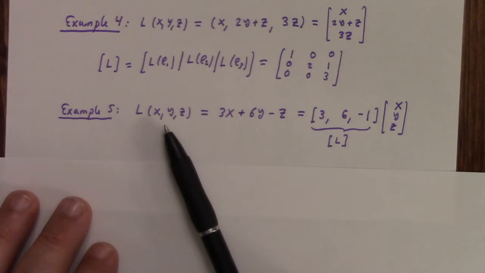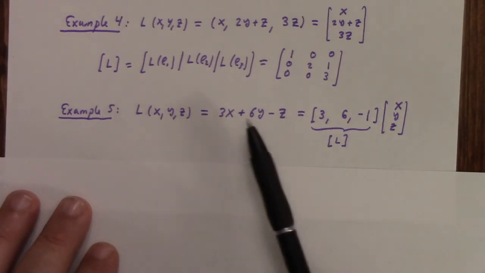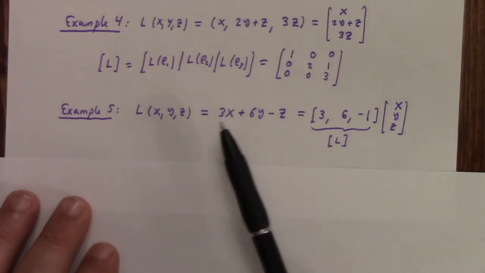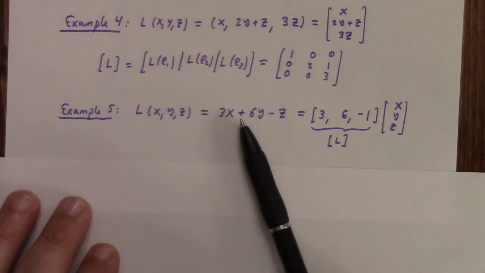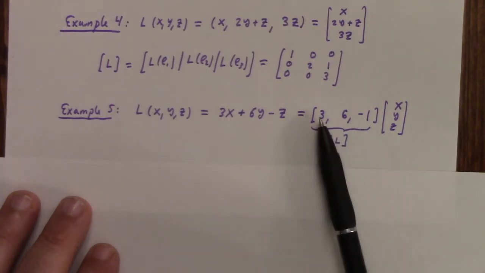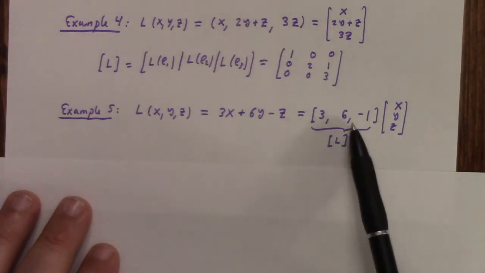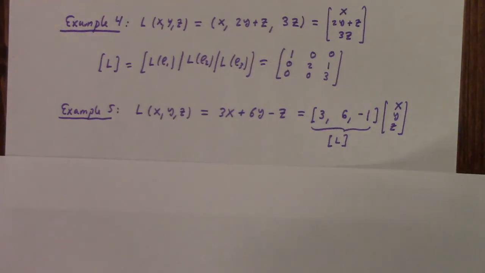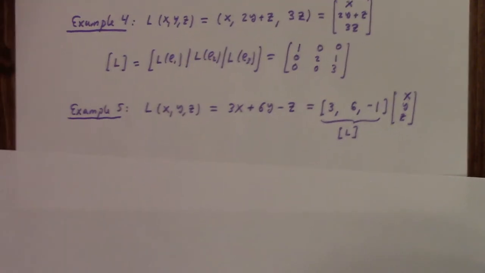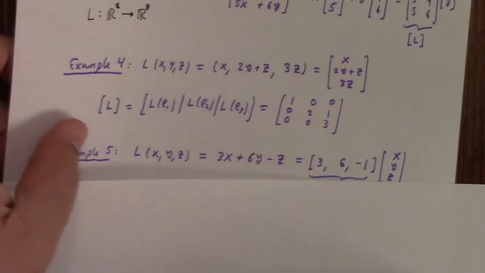Here, L is a mapping from R3 to R, so the standard matrix is going to be 1 by 3 in this case: 1 row, 3 columns. I put commas in when it's just a row vector. Okay, so that's pretty much it. That's all I've got to say about this one.